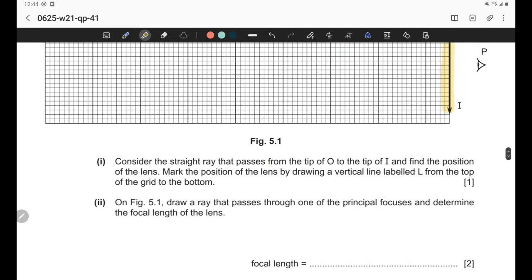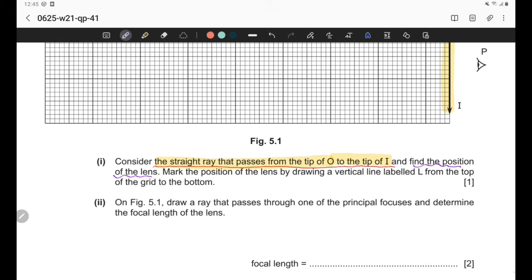Part 1. Consider the straight ray that passes from the tip of O to the tip of I and find the position of the lens. Mark the position of the lens by drawing a vertical line labeled L from the top of the grid to the bottom. So first we can draw a straight ray or line that passes from the tip of the object O to the tip of the image I. After drawing this straight line, we can find the position of the lens.